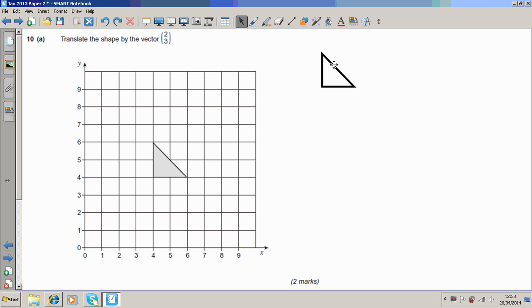Translate the shape by the vector (2, 3). So translate just means to slide the shape along. The key to this is knowing that the top number is your left and right, and your bottom number is up or down. So the top number, left or right: positive 2 means we go to the right, negative 2 means we go to the left. So I'm going to go 2 to the right, and then the bottom number, 3, will be 3 up rather than 3 down. Negative 3 will be 3 down. So 1, 2, 3. There we go.